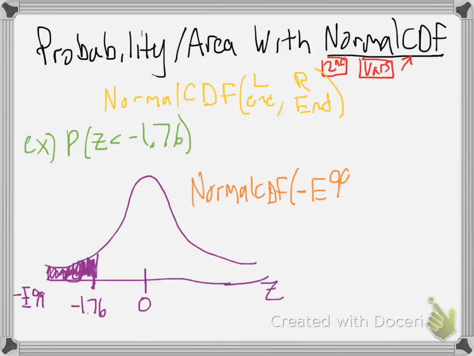Then 99, making sure the negative is in front of the E, and our right endpoint is negative 1.76. We press comma, put negative 1.76 in, press enter, and if we round this to 4 digits, we get 0.0392. I'm going to do a couple more examples on the next page.